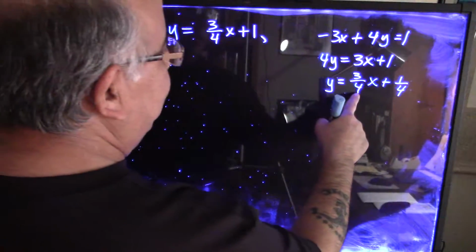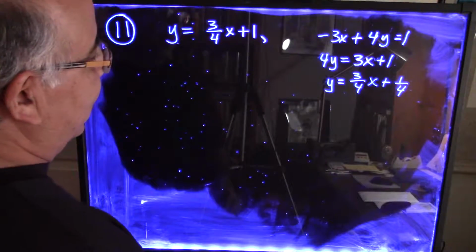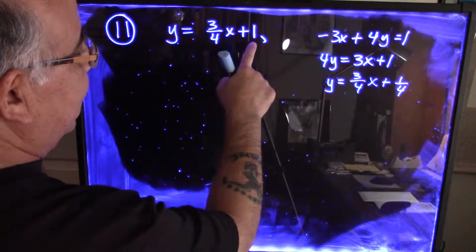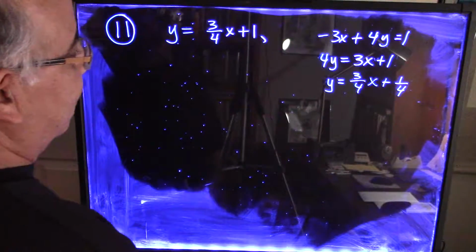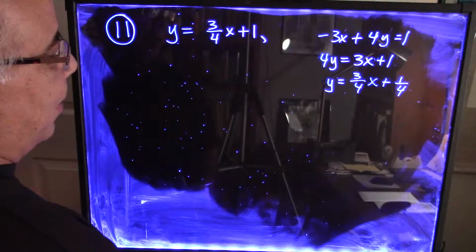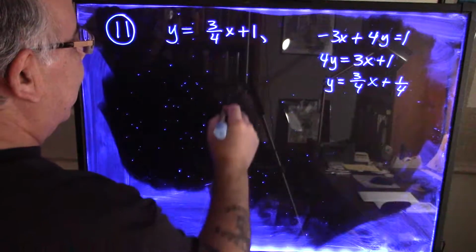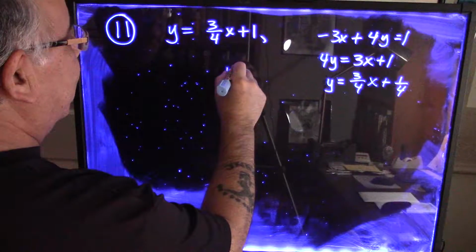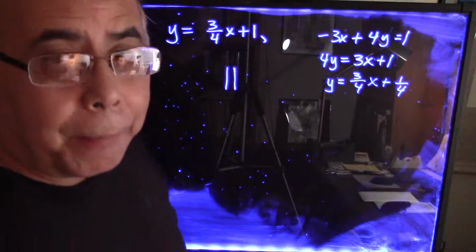Now, the slope of this is 3/4, and they're the same, so that means they're parallel, right? And it makes sense because they do have different y-intercepts, 1 and 1/4. So we're not talking about the same line, but we're talking about two different lines which have the same slope. So they are parallel, which is symbolized in geometry by the two vertical bars.